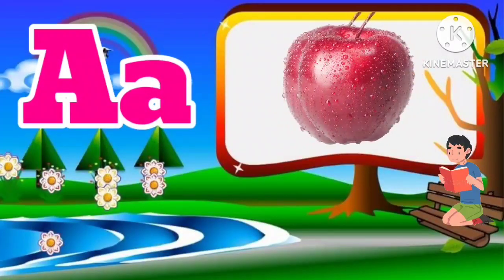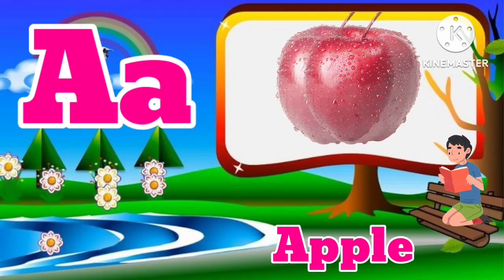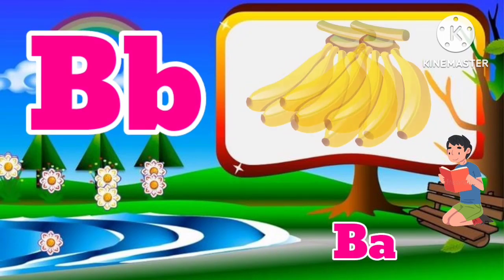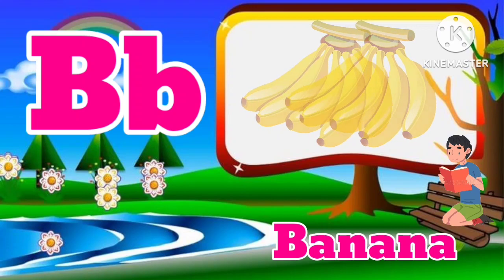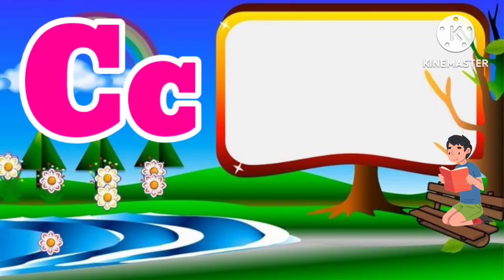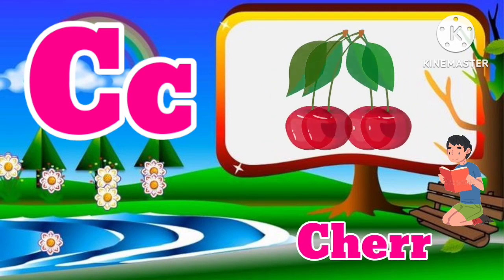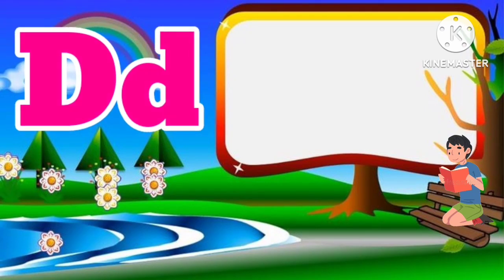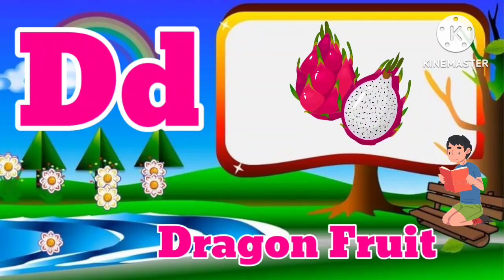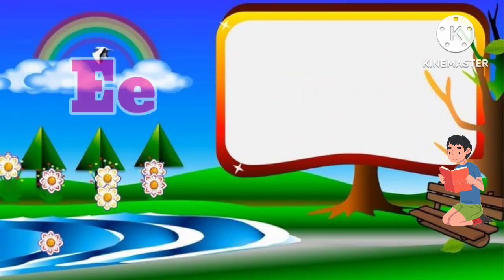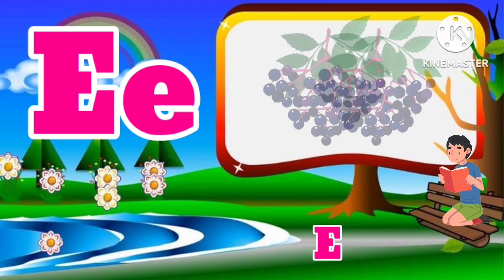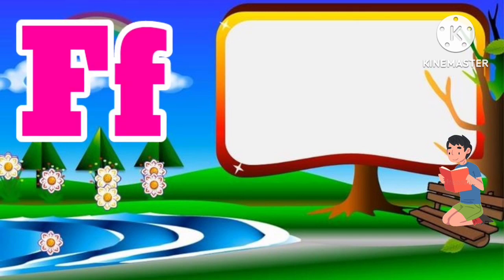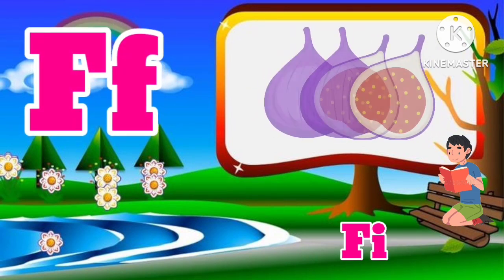A is for apple. B is for banana. C is for cherry. D is for dragon fruit. E is for elderberry. F is for fig.